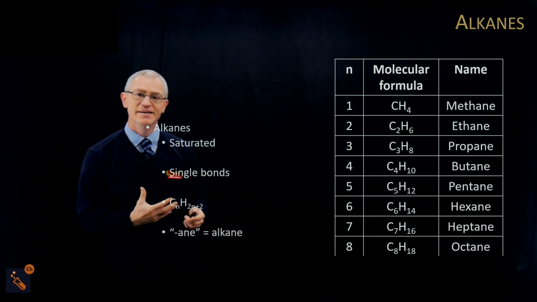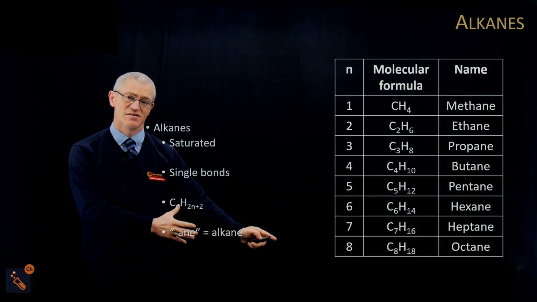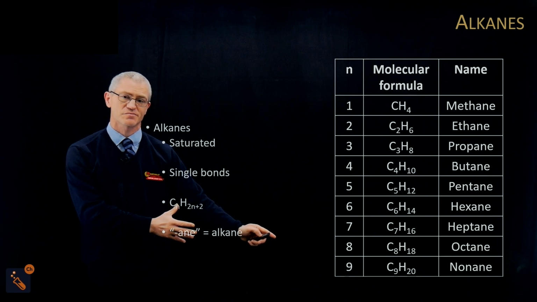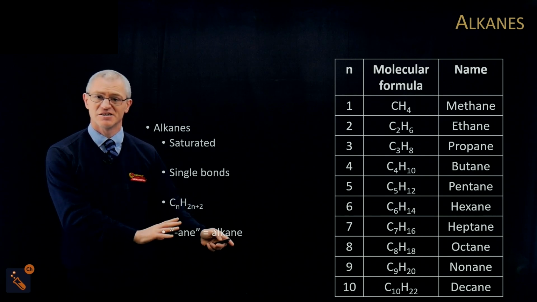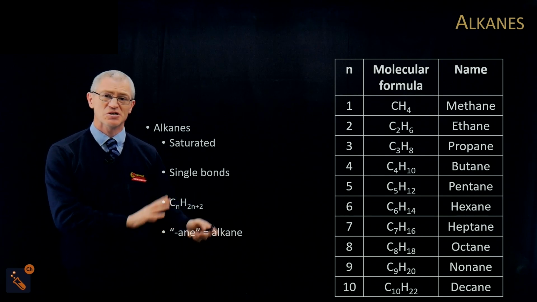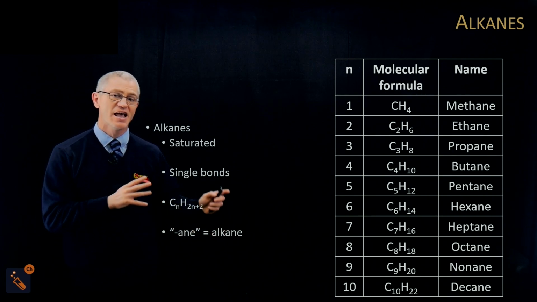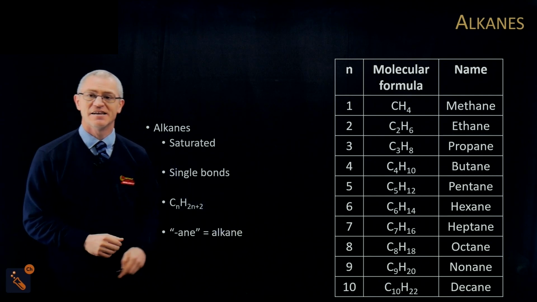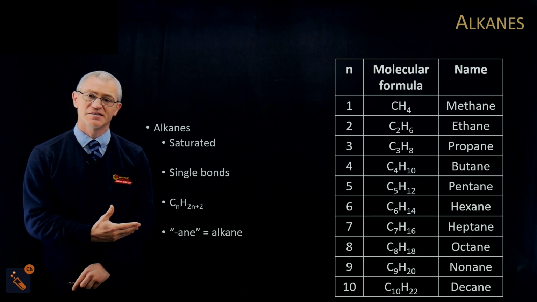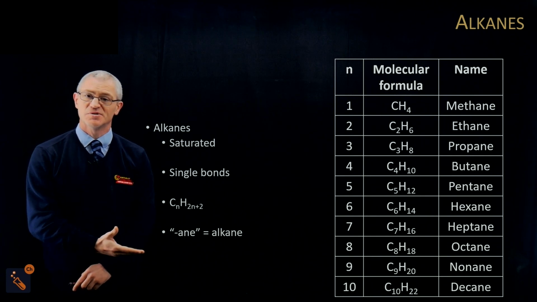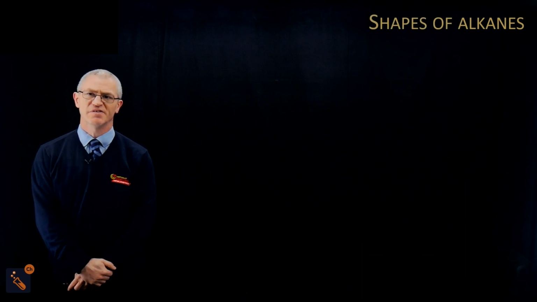Now, in your A-level, you will not be asked to name anything that is above 10 carbons. But you do need to remember up to 10. So I know the mnemonic goes to 7, but you've got to remember octane, nonane, and decane as 8, 9, and 10 carbons. Your teacher can ask you up to 10, and that includes decane.